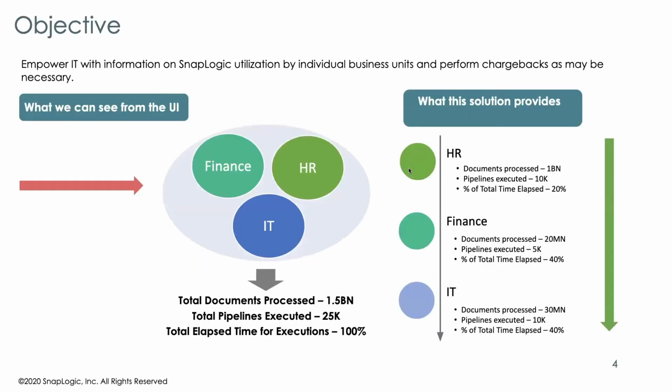Now, what's the objective behind this use case, this common use case across the higher ed IT that we observe? This use case and the solution empowers IT with information on SnapLogic utilization by individual business units and perform chargebacks as may be necessary. Now, on the left-hand side of this slide, you can see what we can see from the user interface: the total number of documents processed, total pipelines executed, total elapsed time for executions. Let's say there are 3 different departments, which is pictorially represented here. What the solution will provide is a clear breakdown by departments.